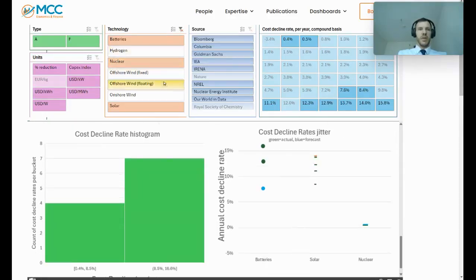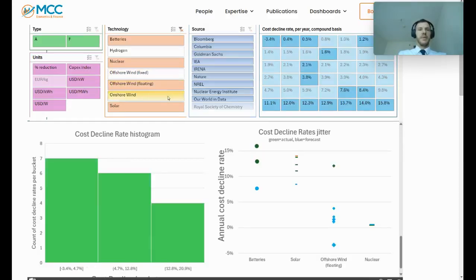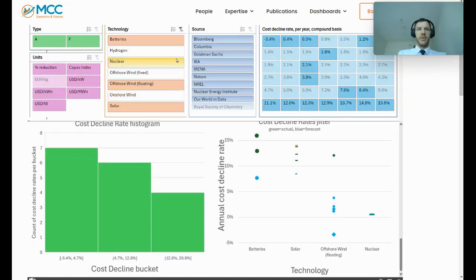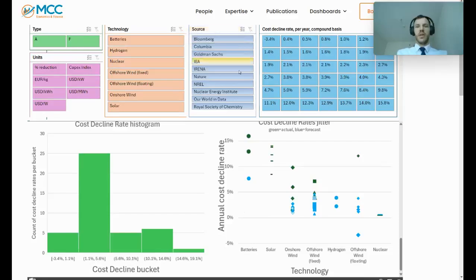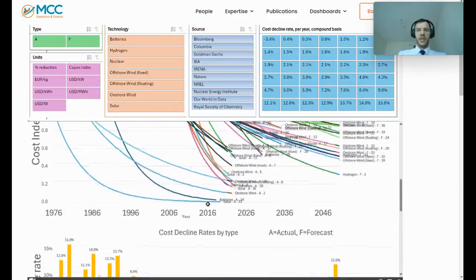And we can go on and add in things like floating offshore wind, onshore wind, and so on. And we can start to get a sense of the information on cost declines relevant to each technology for each source and for each period of time.